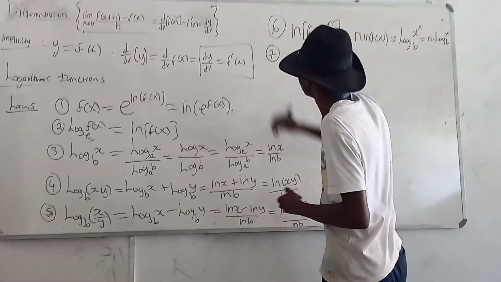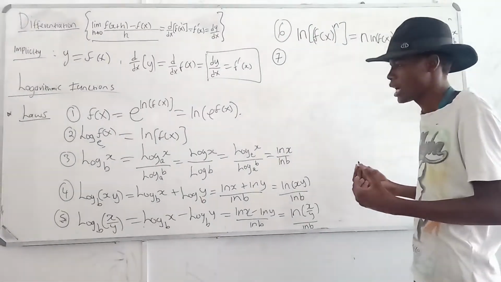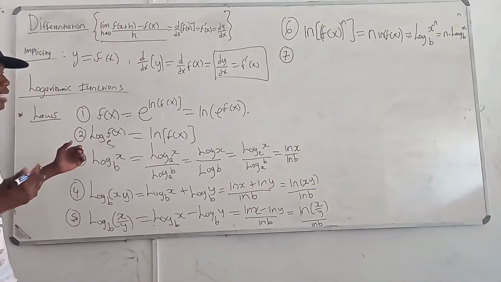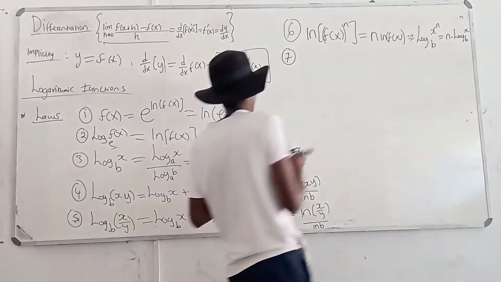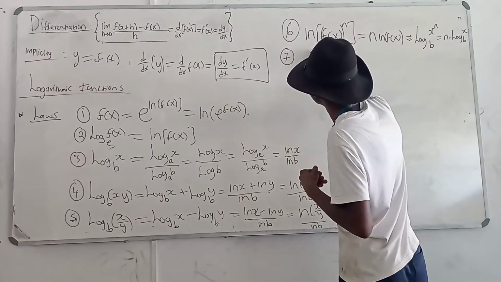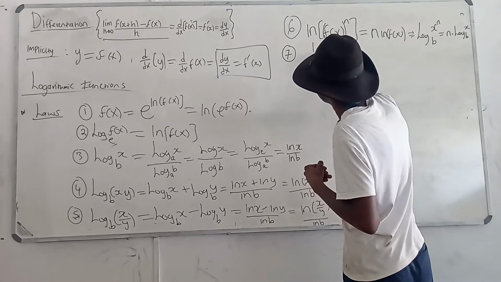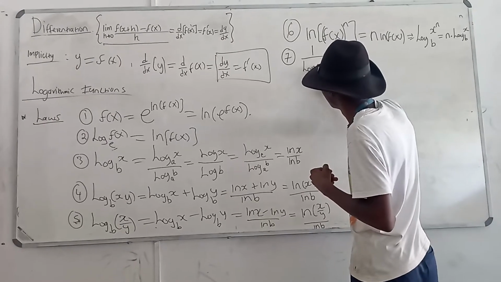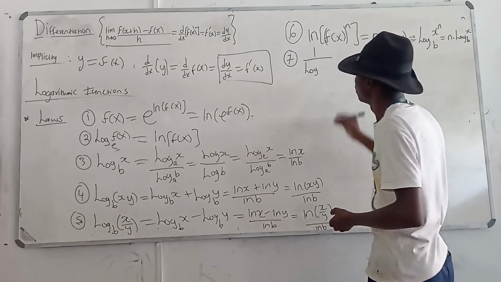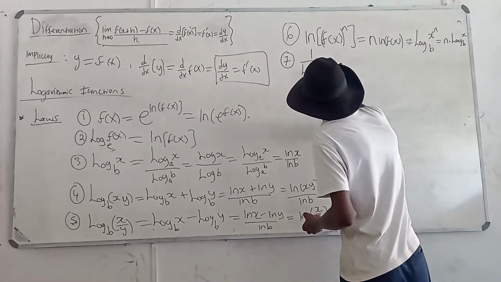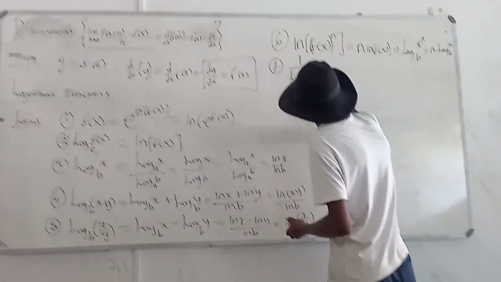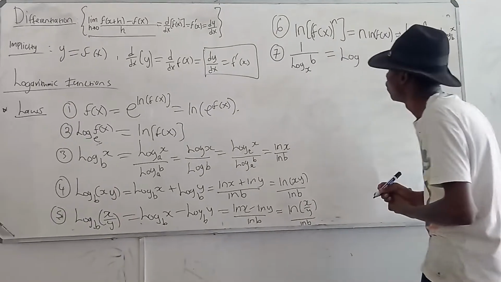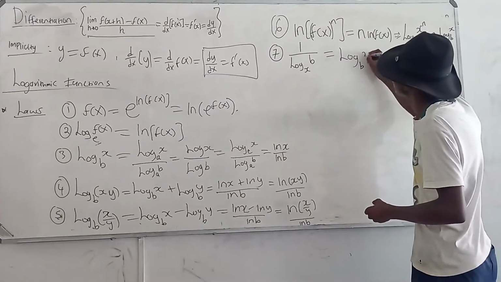This last important one. These laws are not all of them, but the ones which I gave you are very much important and applicable. So whenever you are having 1 over log base x of b, this will always be the same as log base b of x.